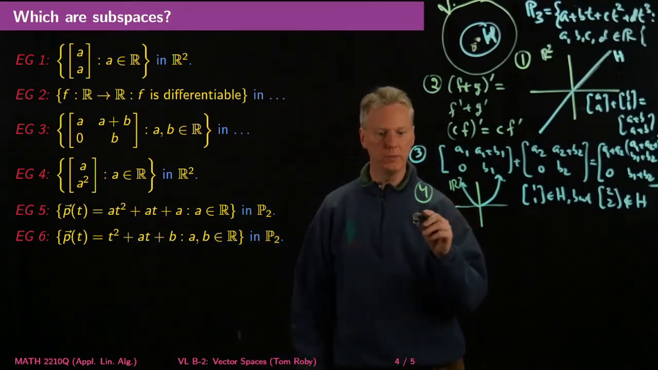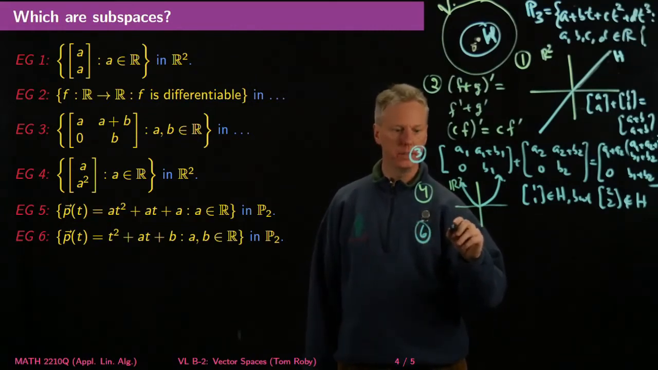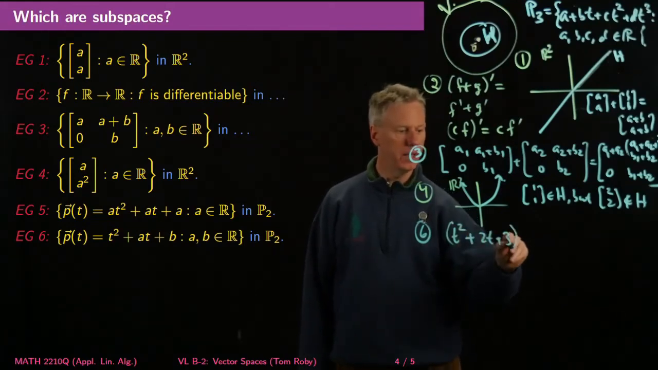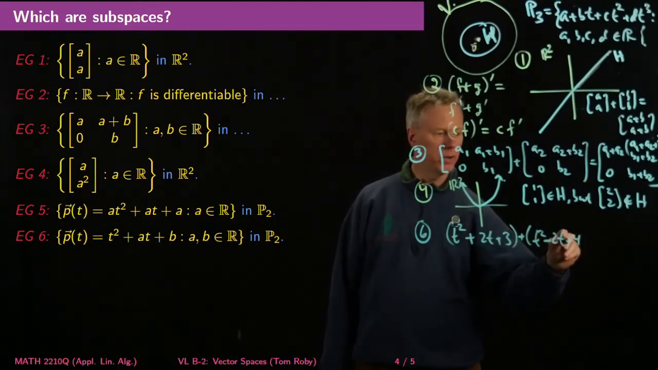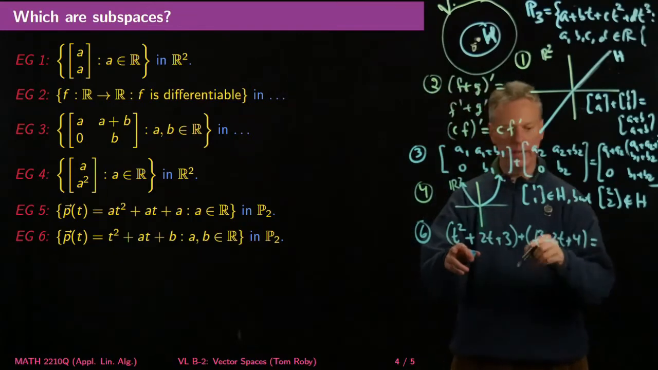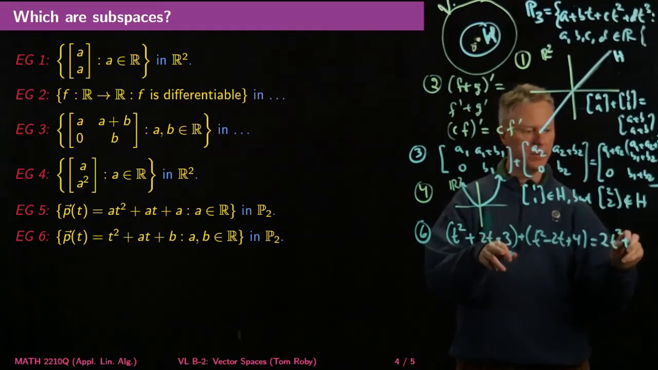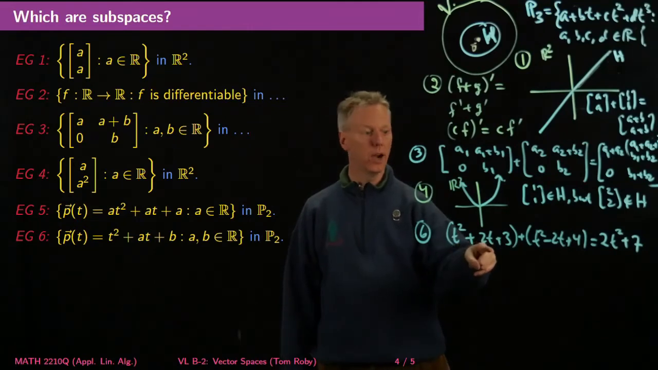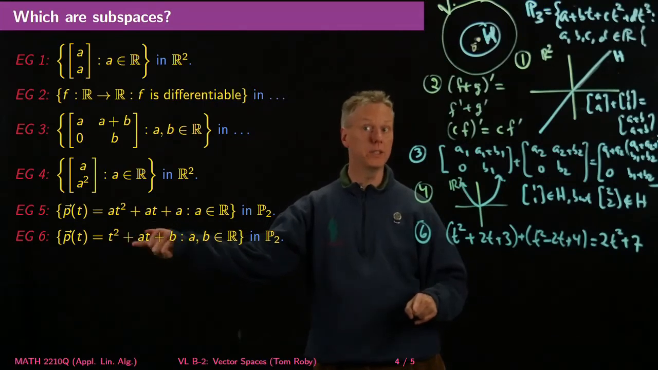What doesn't work here that worked before? Well, in number 6, if I add, say, t squared plus 2t plus 3, and I add it to t squared minus 2t plus 4, what do I get? Well, I get 2t squared plus, these cancel, plus 7, right? So these things are certainly in this vector space, this potential subspace H, this subset.